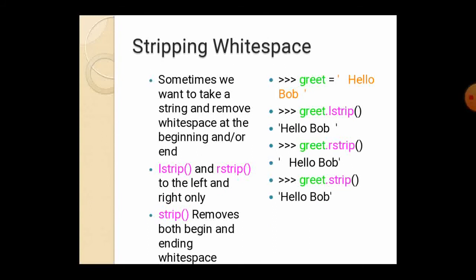The next topic is stripping white space. Stripping means removing the white space from the left side and right side of the string. Sometimes we want to take a string and remove white space at the beginning and end. In those places you can use the lstrip, rstrip, or strip functions. lstrip and rstrip work on the left and right only. strip removes both the beginning and ending white space.